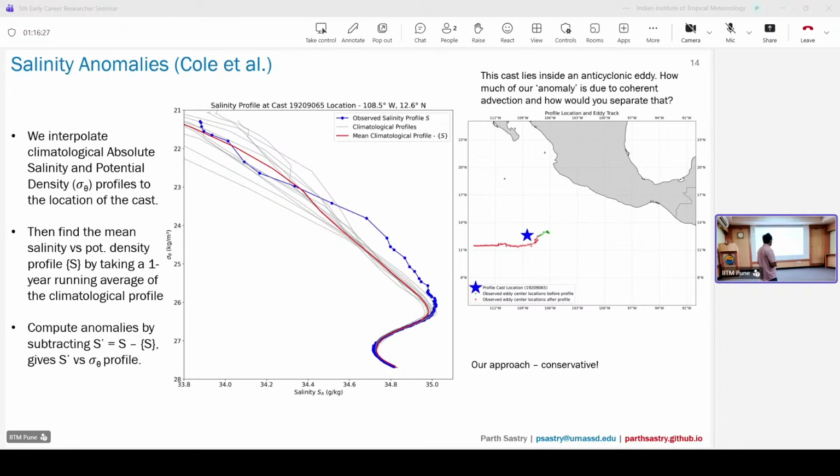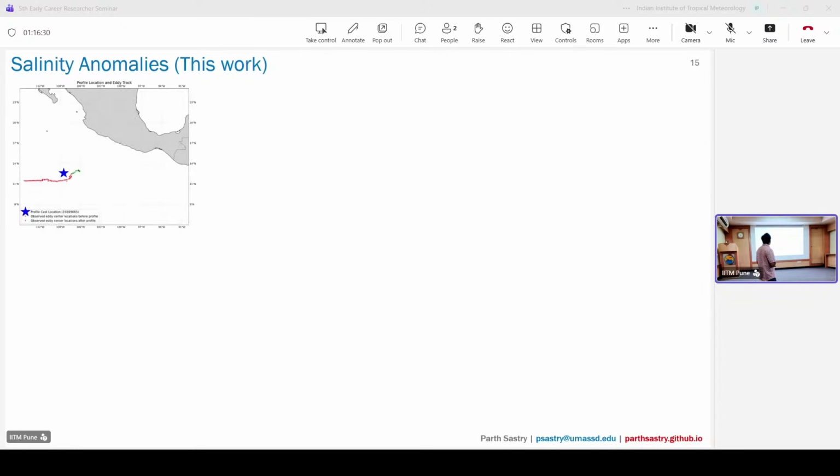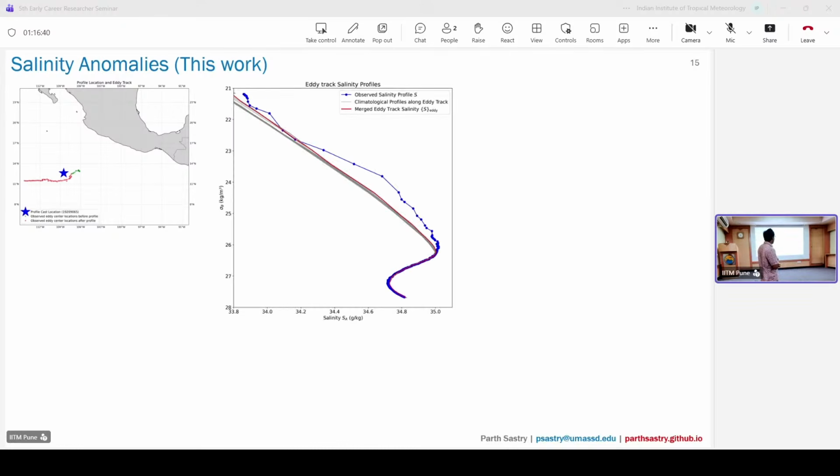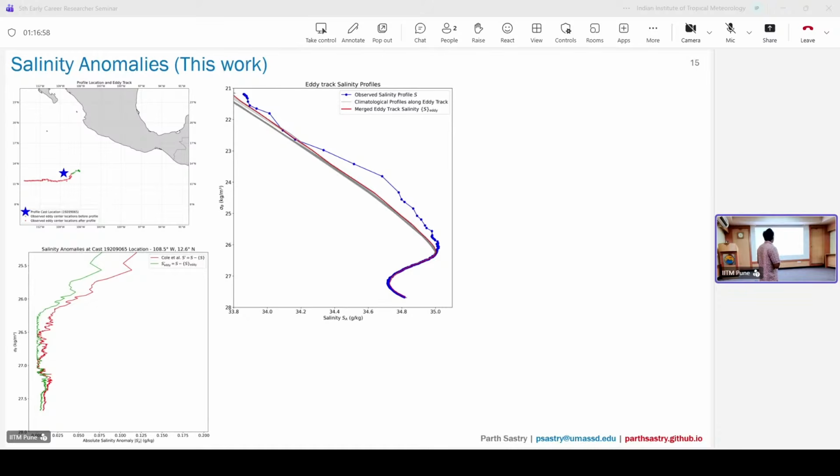Our approach that we took in this study was quite conservative. What we do is essentially interpolate the climatology to the detected locations of the eddy instead of the detected location of the cast. What that looks like is that the cast is marked in blue, and you're going to interpolate climatology to each of these green dots, which is one of these gray lines. And then you combine all of these gray lines into one representative profile, which is the red line, by minimizing the difference of what you observe from what you should be observing. And that gives you your new climatology, new profile that you get your new anomalies from.